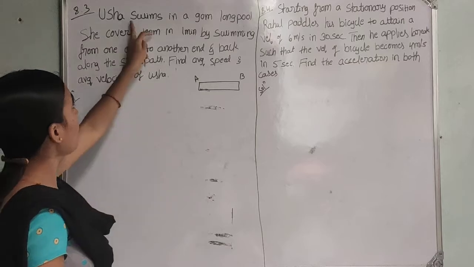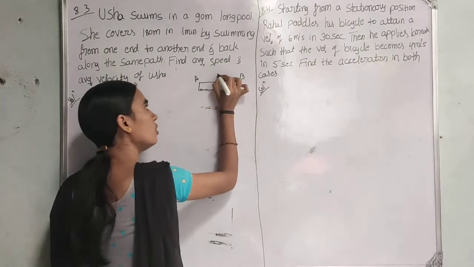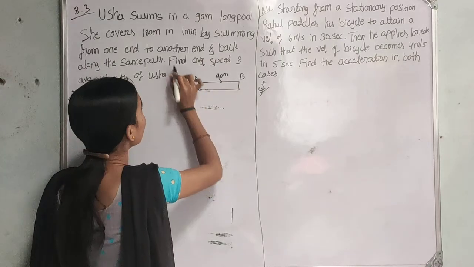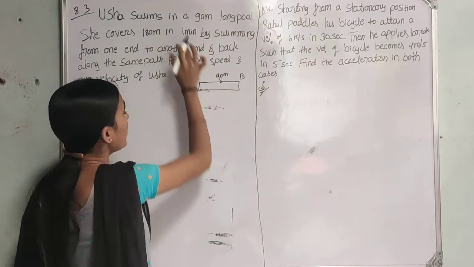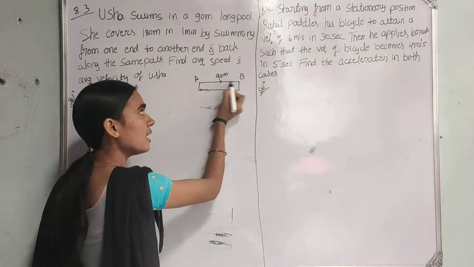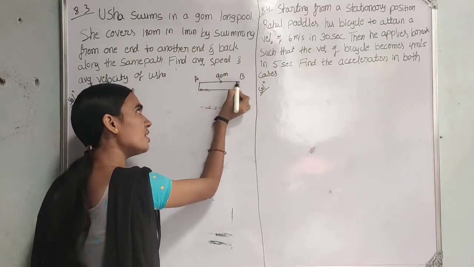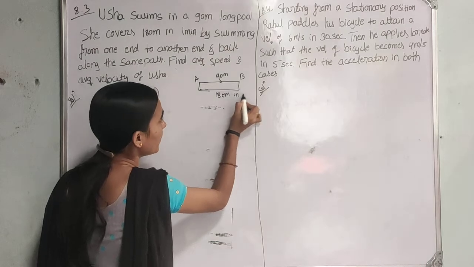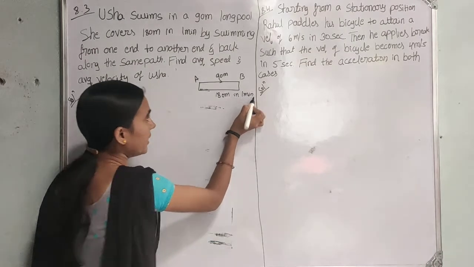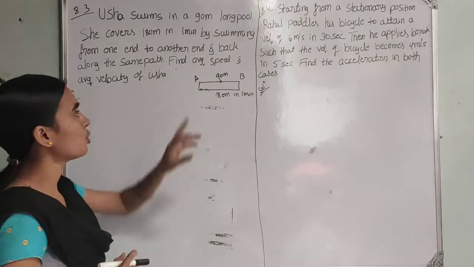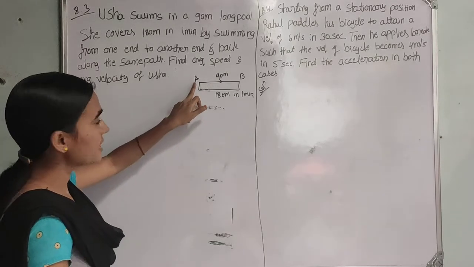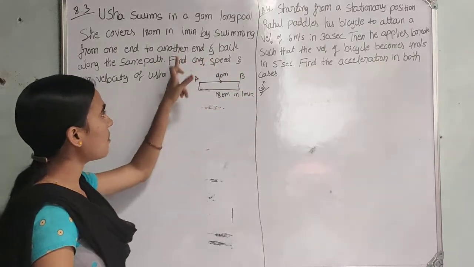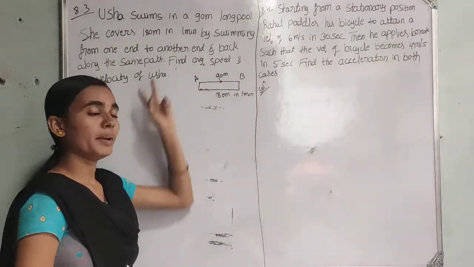It is a rectangle. What is the length of the swimming pool? That is 90 meters. She covers a distance of 180 meters. So the pool has a length of 90 meters, but she covers 180 meters in 1 minute. That means Usha starts swimming from point A to point B and she comes back from B to A.